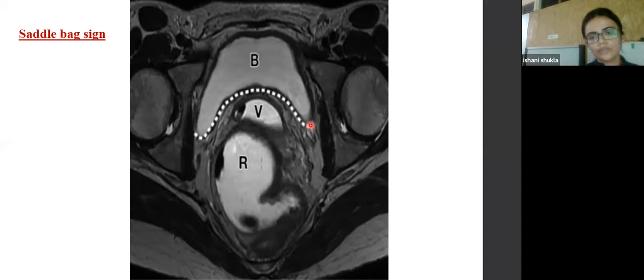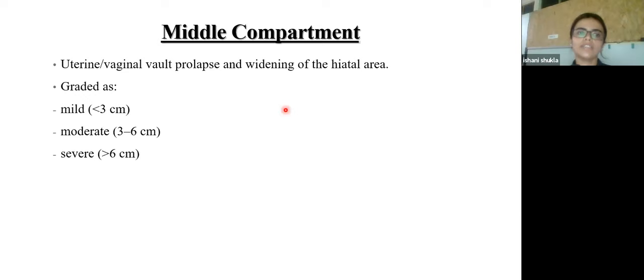So this is the axial T2-weighted image where we see that bilaterally there is loss of the posterior support to the bladder, and this results in a saddlebag sign. Coming to middle compartment abnormalities, it results in uterine or vaginal wall prolapse with widening of the hiatal area.